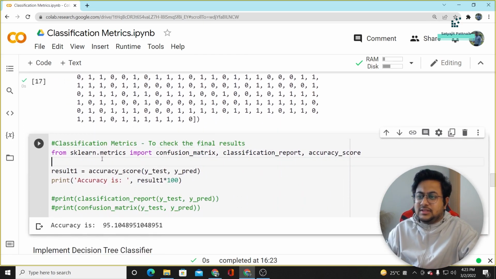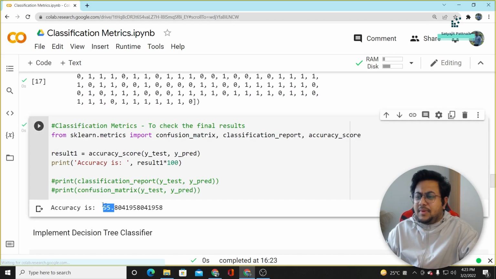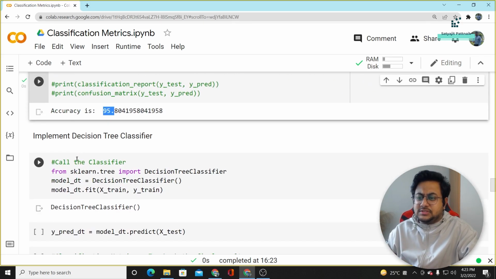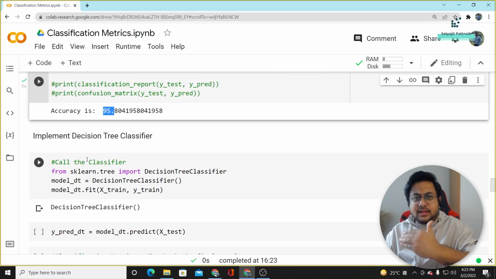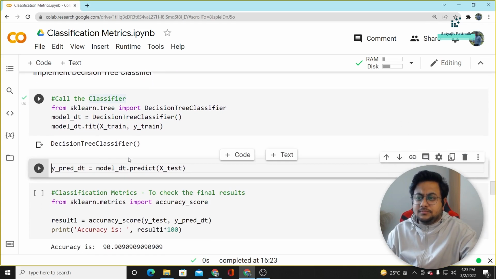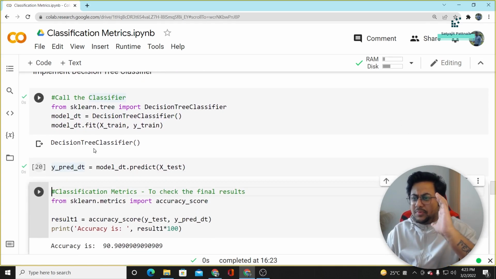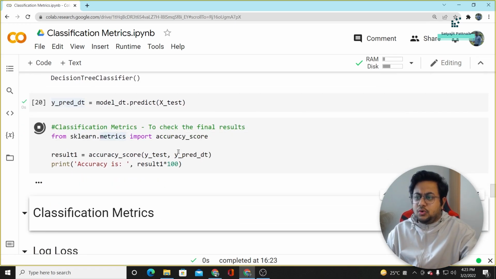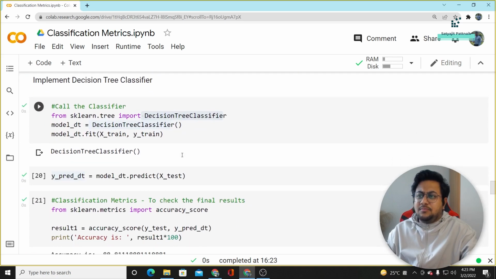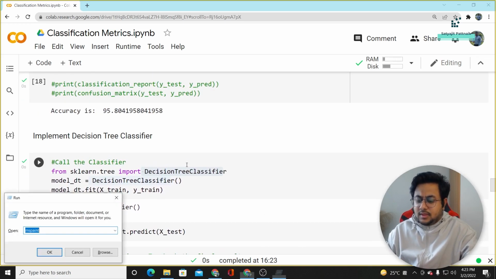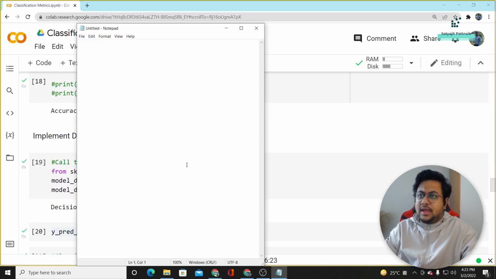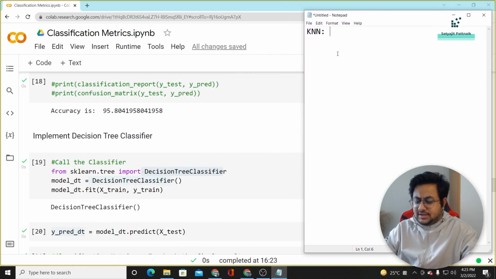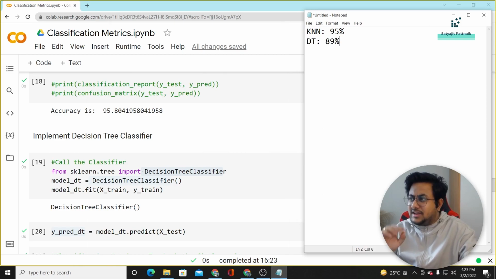And this is how it is. And my accuracy is somewhat 95%. We'll quickly implement another model, which is decision tree. Same piece of code, I'm just changing the classifier name. That's it. So for the time being, you can see that my KNN gave me around 95% accuracy, and decision tree gave me around 89% accuracy.